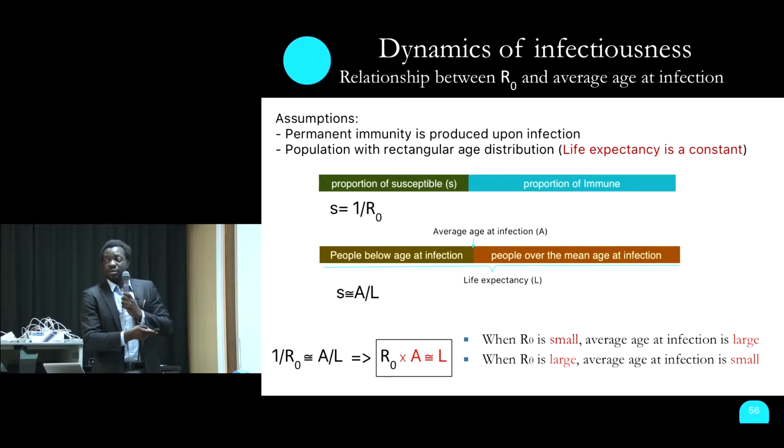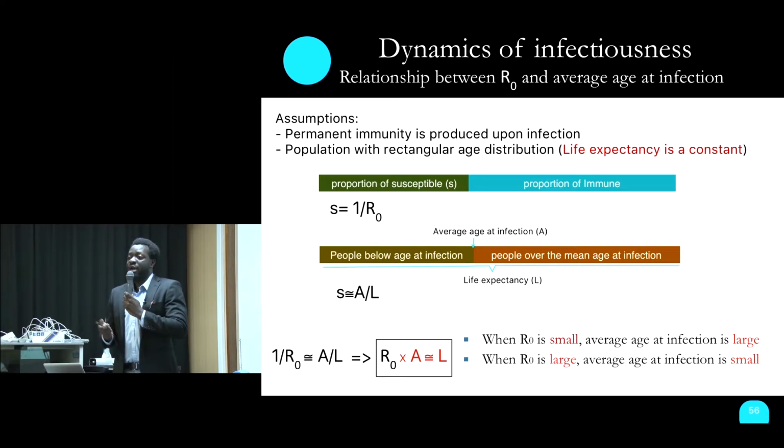And we can also estimate, in a very different way, the proportion of susceptible by looking at the age at infection. So this is the overall life expectancy, and people get infected at some point, and we have the average age at infection, represented by the capital A. The proportion of susceptible is simply A over life expectancy.